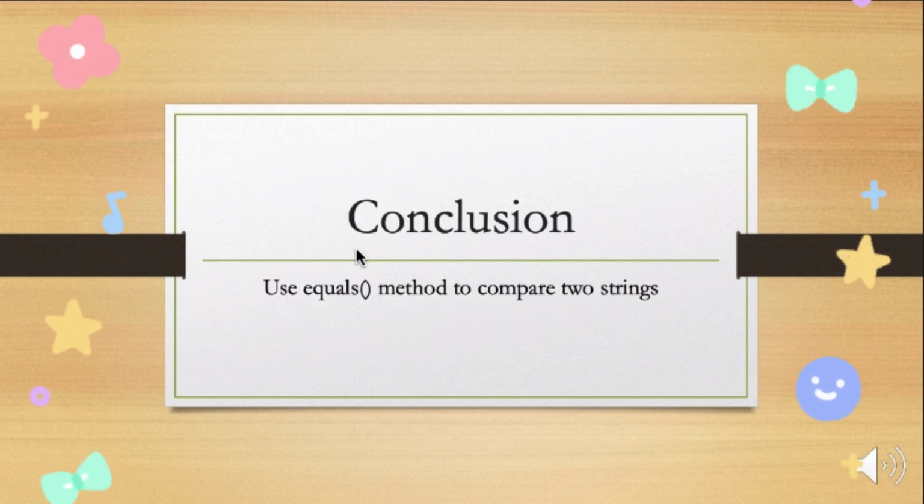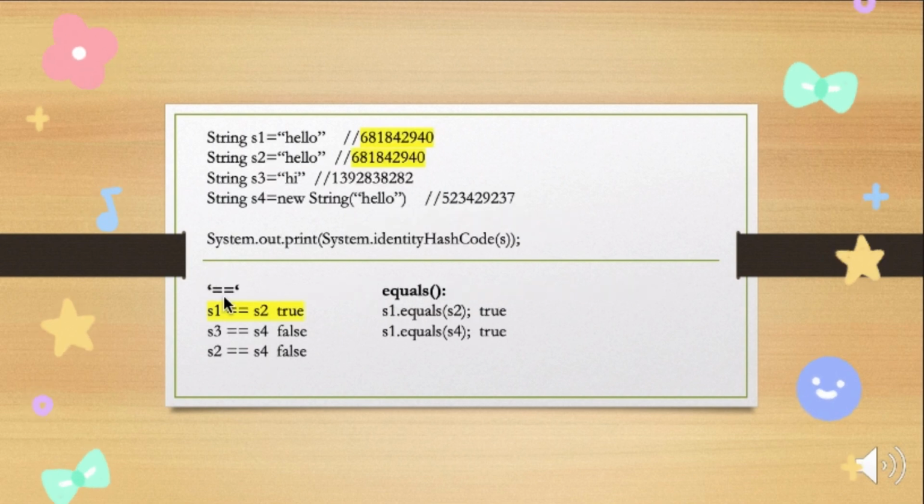Now we have the conclusion that for strings in Java, it's better to use the equals method to compare. Because if we use the double equal operation, sometimes it gives us the wrong value. For example, most of the time we might expect to get true if we compare s1 and s4 because their values are the same, but it gives us a false value. While if we use equals, it gives us the true value.